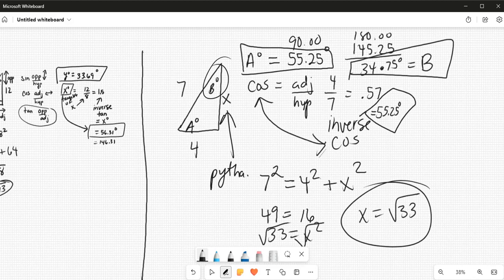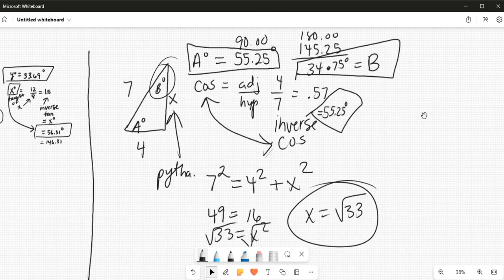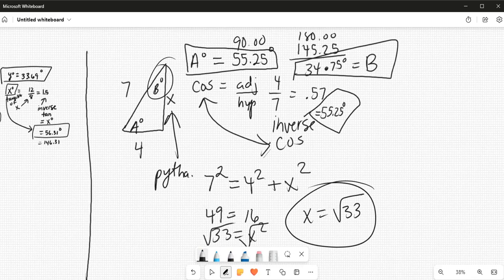Okay. So you'll also notice that another way that you can find that side, if you didn't use the Pythagorean theorem, is you could find the sine of 55.25 degrees, which is 0.57, and you can make that equal to x over 7. And then you could cross multiply.